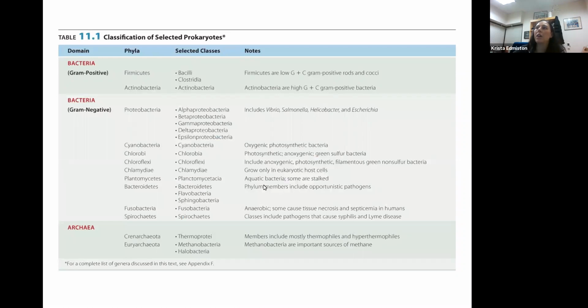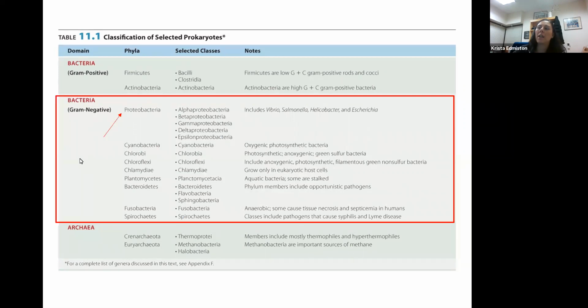This is another table from another textbook that lays out those same things. If you look at the domain here, we've got domain bacteria, and we've divided them into gram-positive and gram-negatives. Then we've got the archaea down here at the bottom. We're going to talk first about these gram-negative guys, and the biggest, largest group up there, the proteobacteria. And you'll notice that these include ones that you probably have heard about, like Vibrio cholerae.